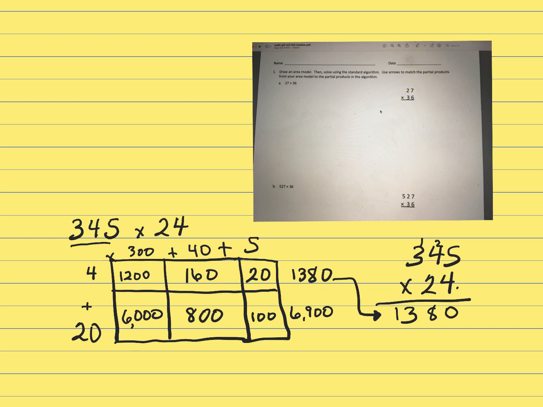Okay, and next I'm going to do 20 times 345, so I need to put a 0 to hold my place value. 2 times 5 is 10. 2 times 4 is 8, and one more would be 9. And then 2 times 3 is 6. So that also matches my partial product, and then I would add those two together to get my answer.